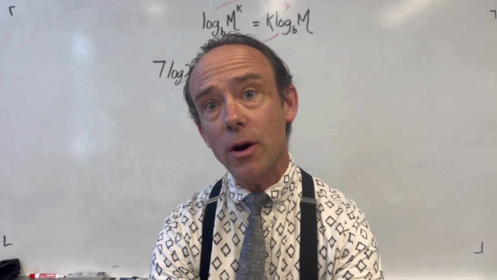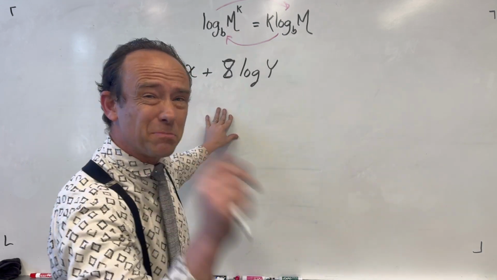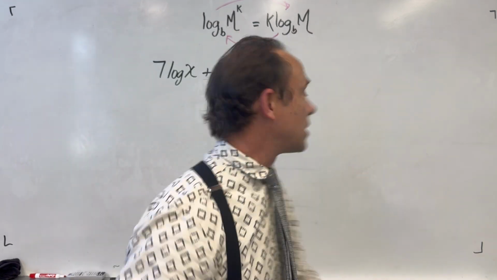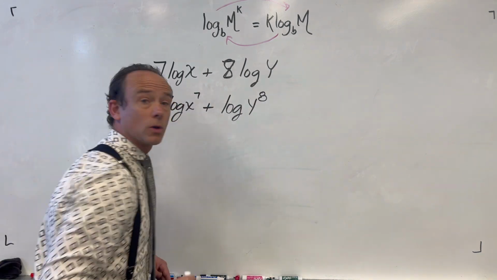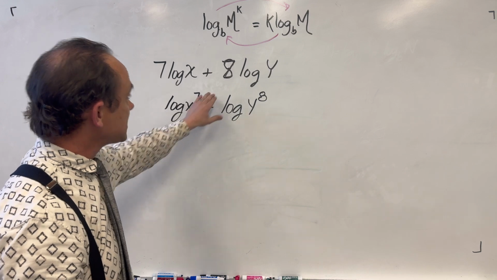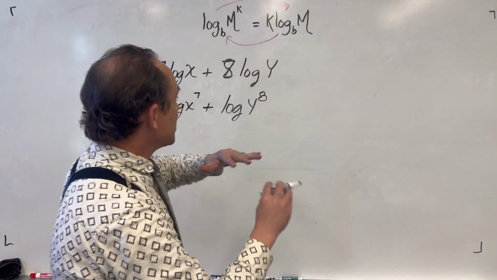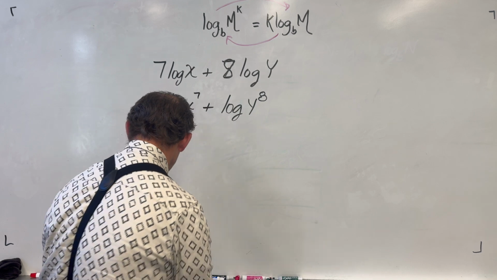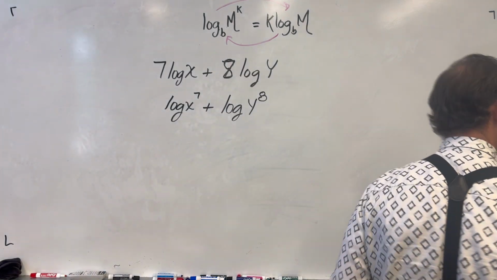All right. Well, that sounds good. So what we're going to do now is first, let's apply the power rule because we're going to need both the power rule and the product rule here. So if we just do the power rule, we get log base 10. So we get log x to the 7th plus log y to the 8th. Now we're going to combine these just like we would combine them. Where's my purple? Who took my purple?